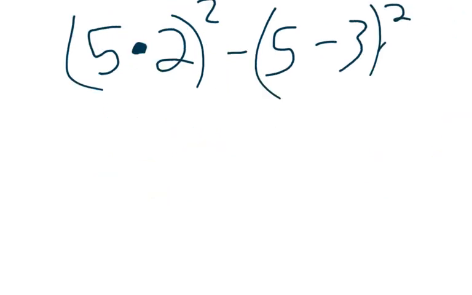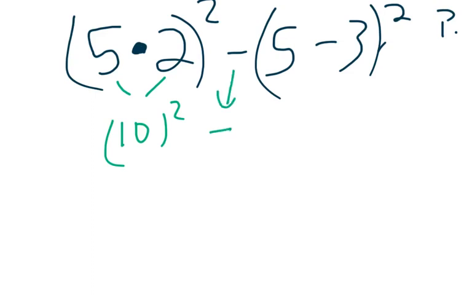Next up, once again, this time we have a lot more going on. First thing we look at, though, is parentheses. Are there parentheses? And the answer is there's actually 2 parentheses. So we have several things to do. One, we have this parentheses, which is 5 times 2, and that gives us 10 squared. Then we bring down the minus, and then we do 5 minus 3. And 5 minus 3 will give you 2. Bring down the parentheses, and then you bring this down as well.